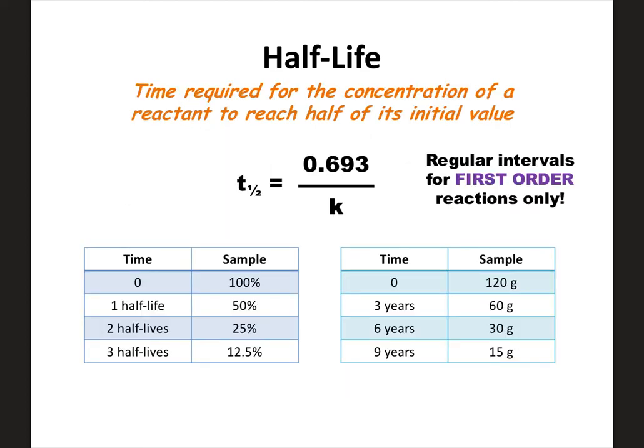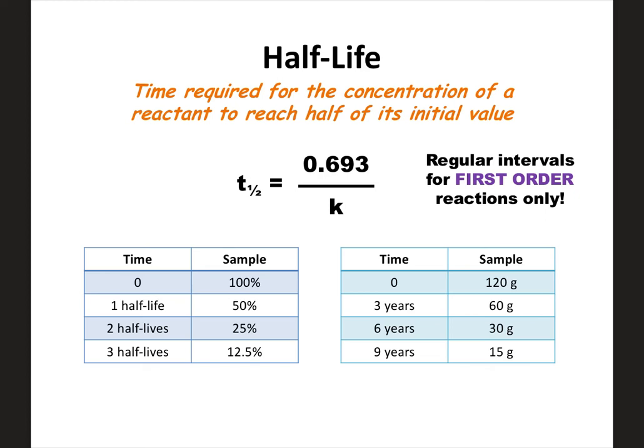So now we have this equation we can use for half-life. T to the 1/2 stands for half-life, and that's equal to 0.693 over k, the rate constant. This equation is on the equation sheet. You just have to know how to use it and when to use it. But remember, this works for first order reactions because there are regular intervals that we see for the half-life. All right.